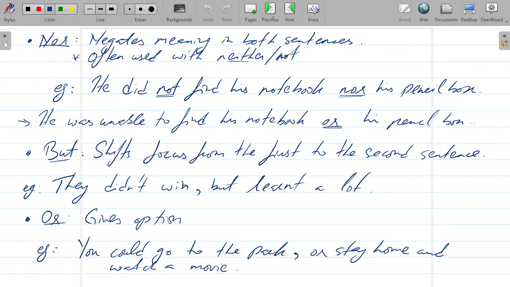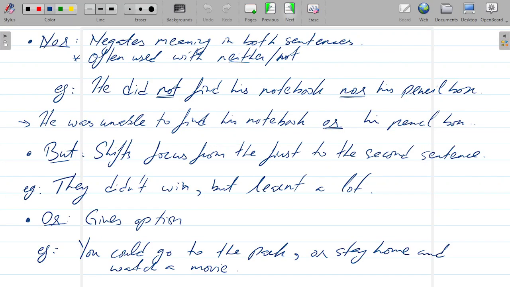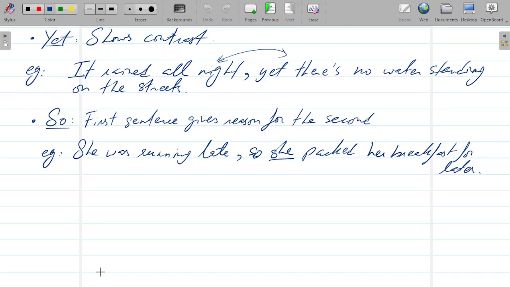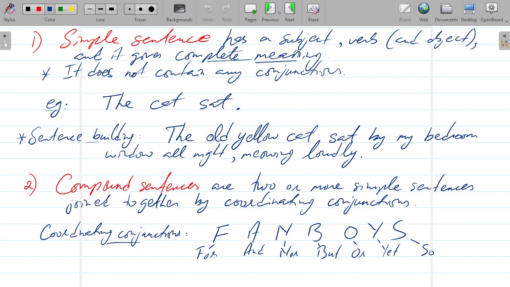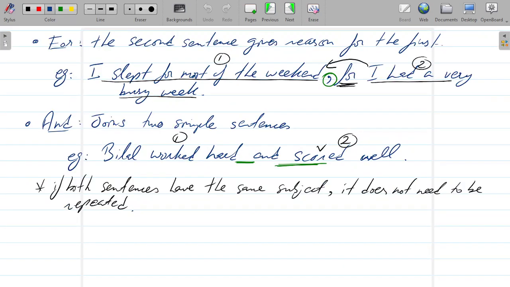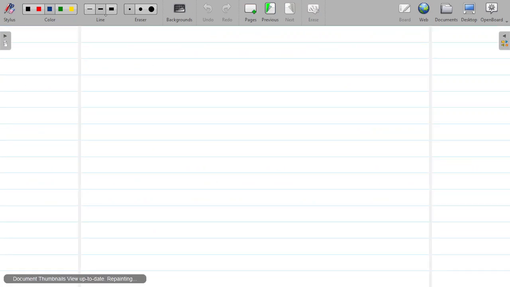Any questions? Not yet. So you've got these 7 coordinating conjunctions, and though you've done simple and compound sentences, next up are complex sentences.